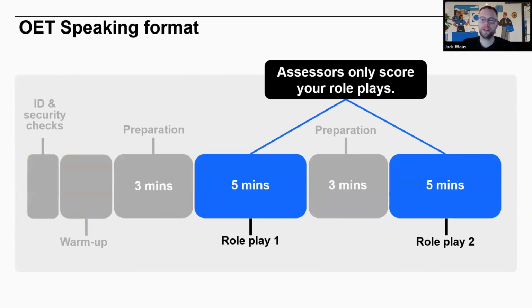Note that only your role plays are assessed. The only thing you're being assessed on is your role plays. And this is not the interlocutor who assesses you. There are 2 separate OET assessors that listen to your role plays and rate your performance using the speaking assessment criteria, which we're going to cover in the next section of this session.